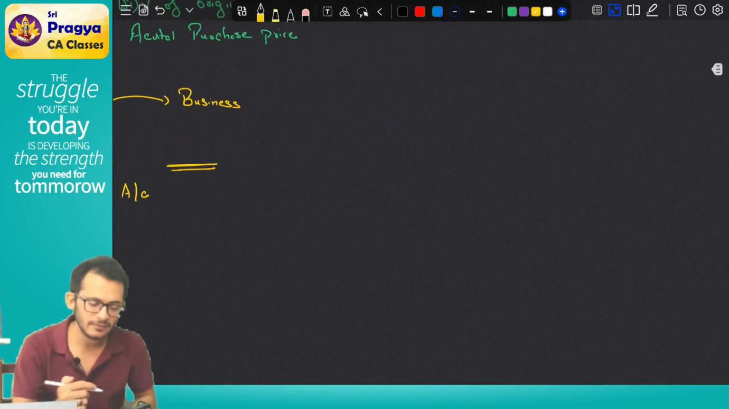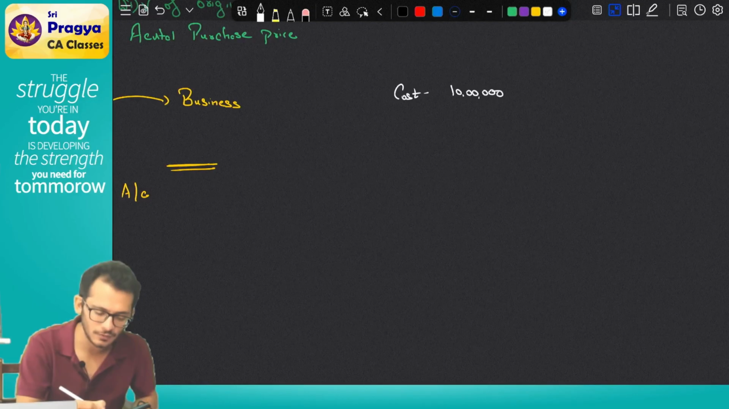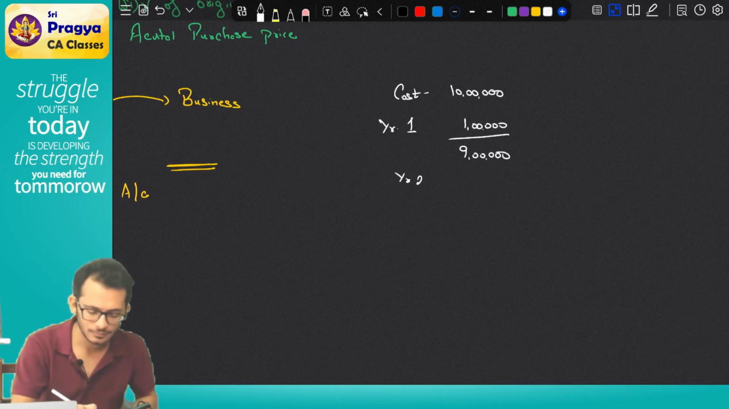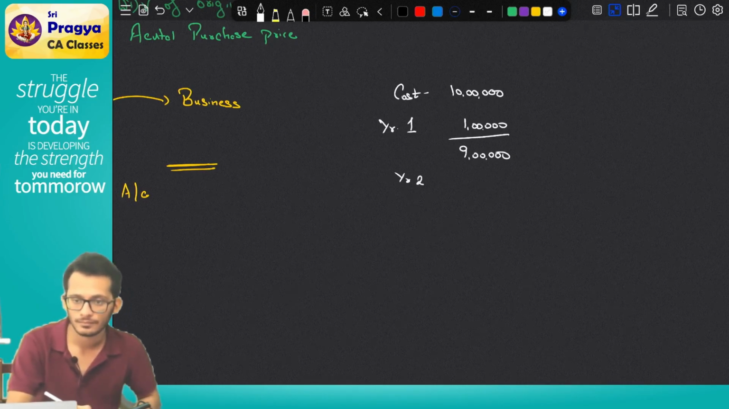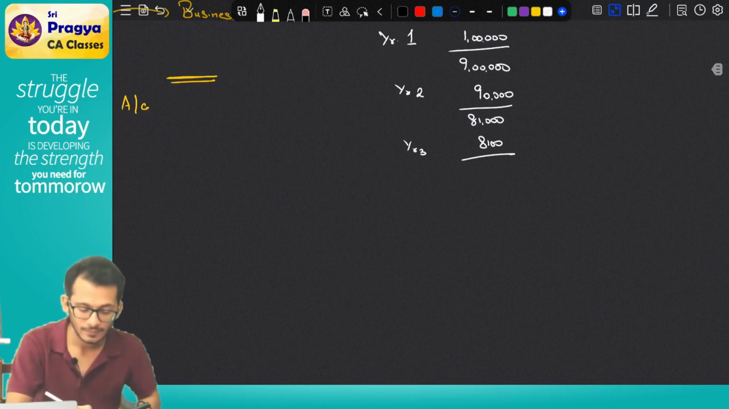Let's say that you bought the building 5 years back. Cost would have been 10 lakhs. Year 1 you would have charged depreciation on 10%, therefore 1 lakh. So this becomes 9 lakh. Year 2 you will charge 90,000. So this becomes 81,000. Year 3 you will charge 8,100. Numbers quickly. 72,900.